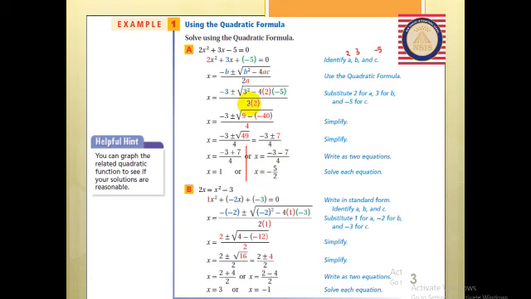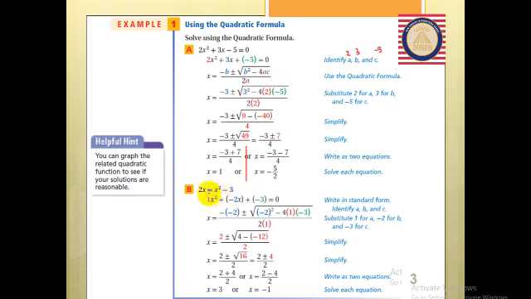Okay? So you can just take the numbers under the square root. The part under the square root, which is called the discriminant, I can do with a calculator directly. Okay? Very good.